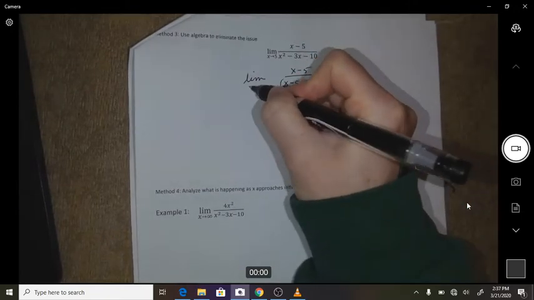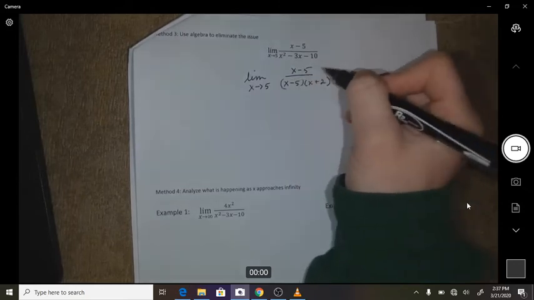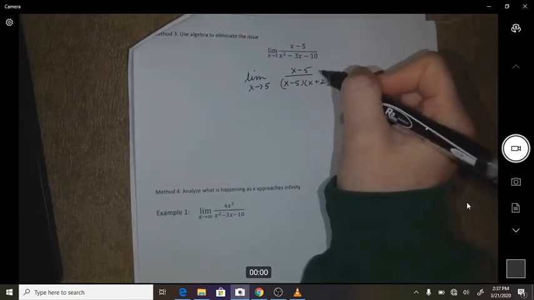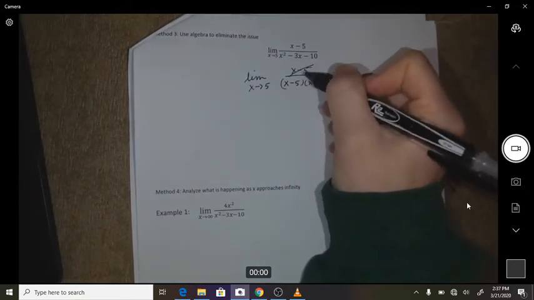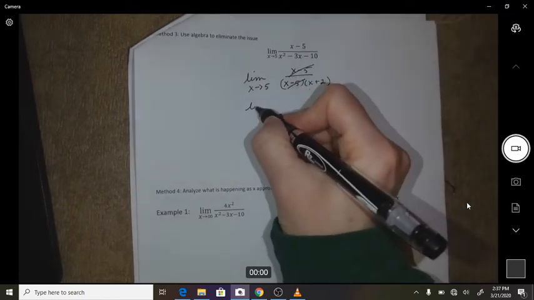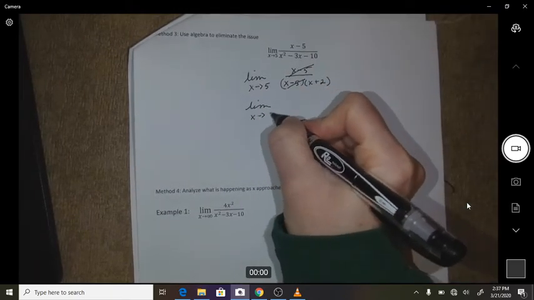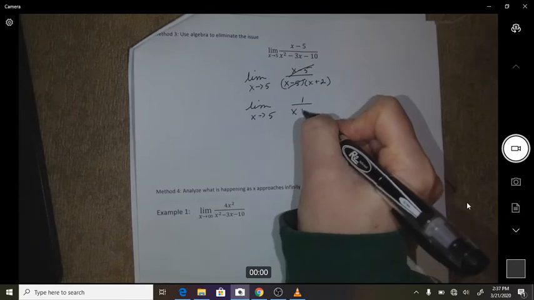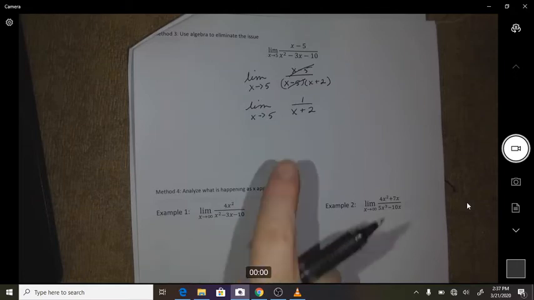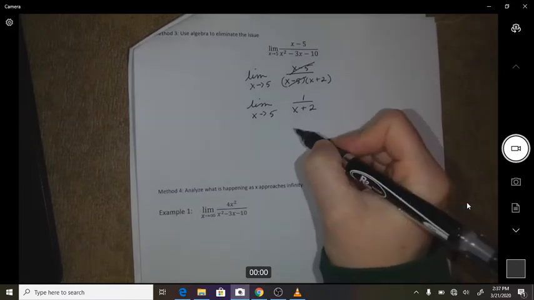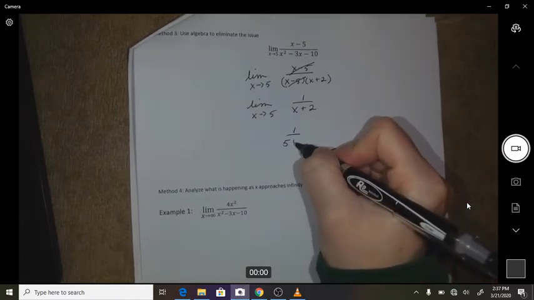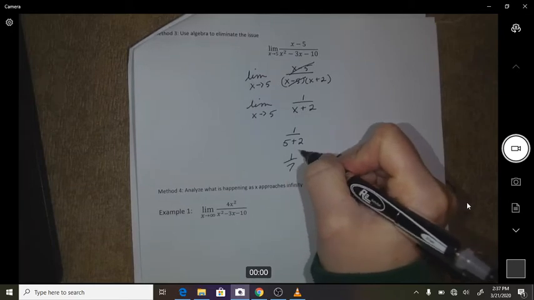So the limit as x approaches 5 of this equation, and now I can also cancel. So now the limit as x approaches 5 of 1 over x plus 2, now that I've eliminated the problem, I can actually plug a 5 in to this because it does not create a mathematical error. So now I would get 1 over 5 plus 2, which is 1/7.